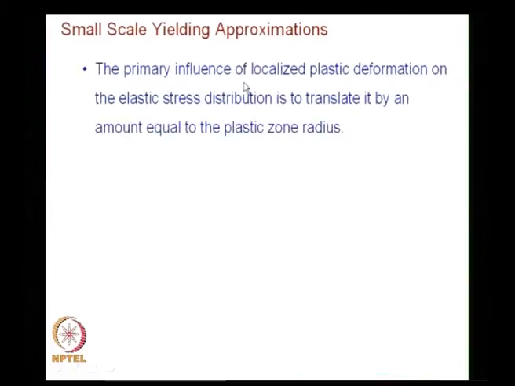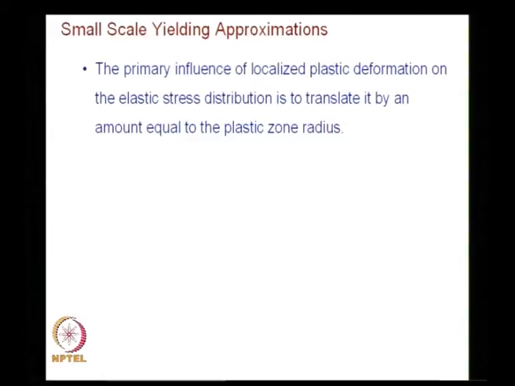The primary influence of localized plastic deformation on the elastic stress distribution is to translate it by an amount equal to the plastic zone radius. In fact, when you looked at the development of Irwin's model, we shifted the graph to the right. Something similar to that is being stated here. The effect of localized plastic deformation is to translate the elastic stress distribution by a small amount dictated by the plastic zone.